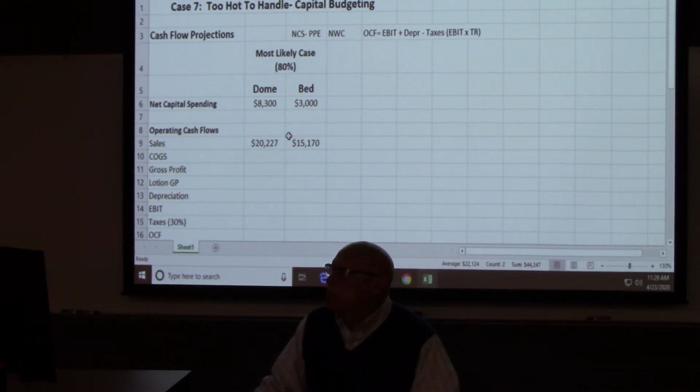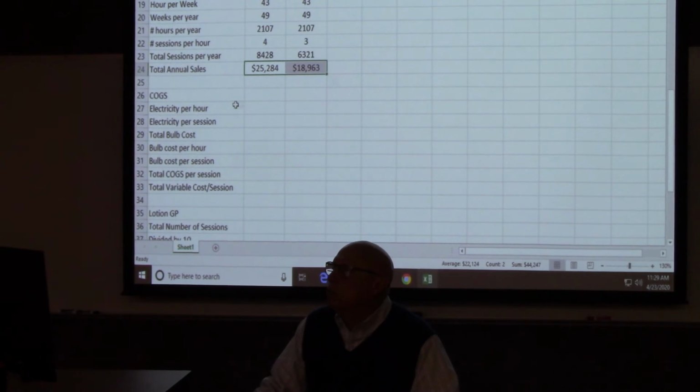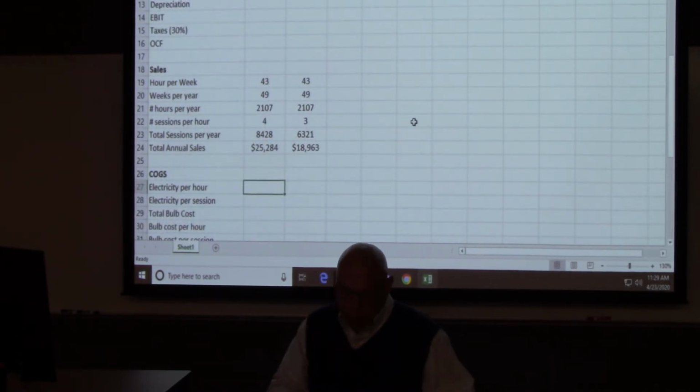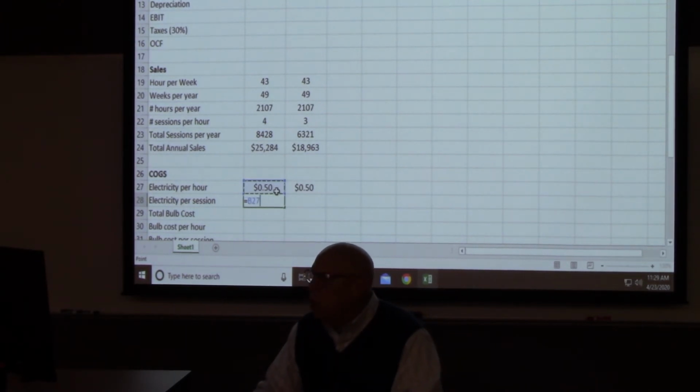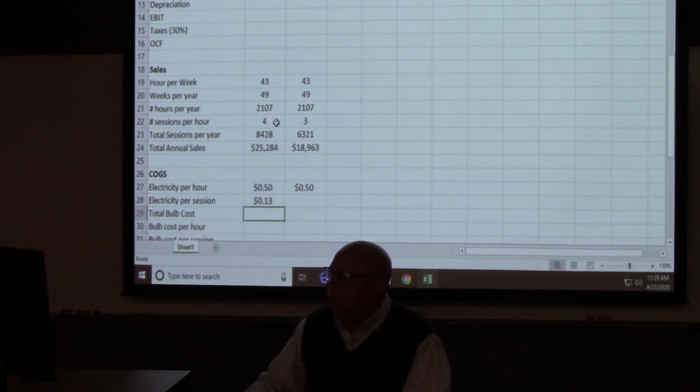Okay, we have sales. Now, let's do the cost of goods sold. We've worked on this already. The electricity per hour, 50 cents. That's the electricity cost. The electricity per session is equal to 50 cents divided by this number, 13 cents and 17 cents. You may need to add, there we go.